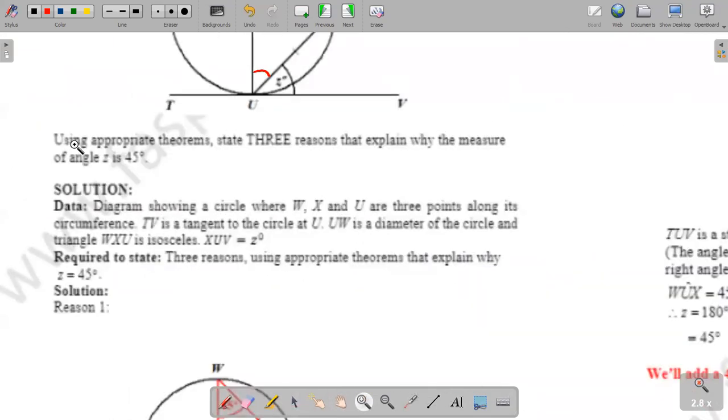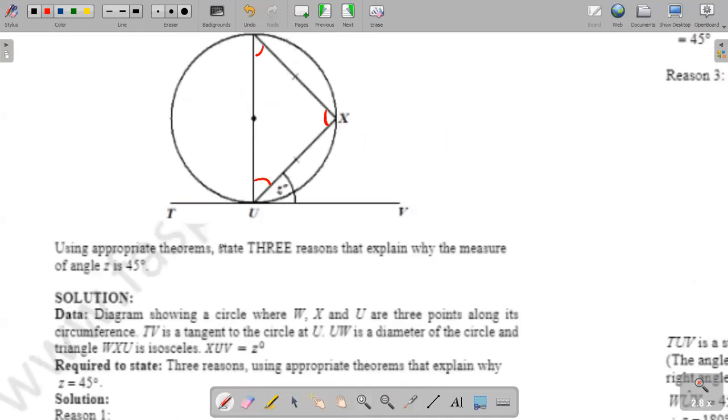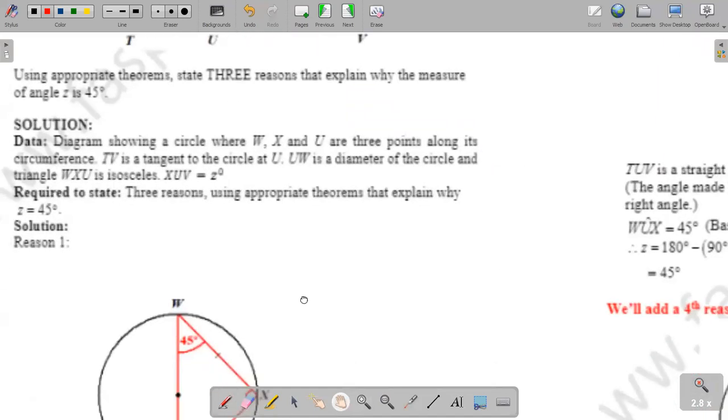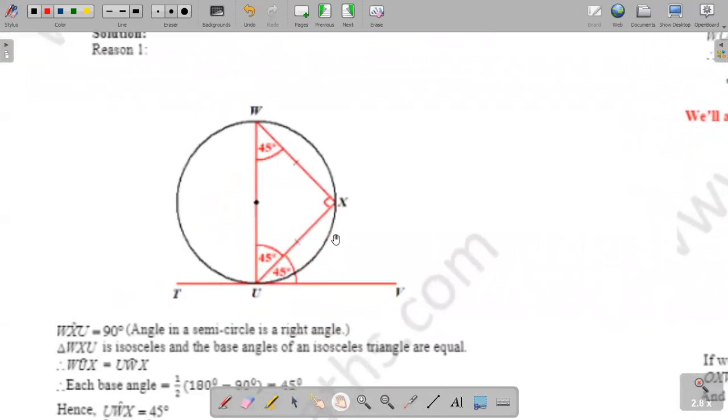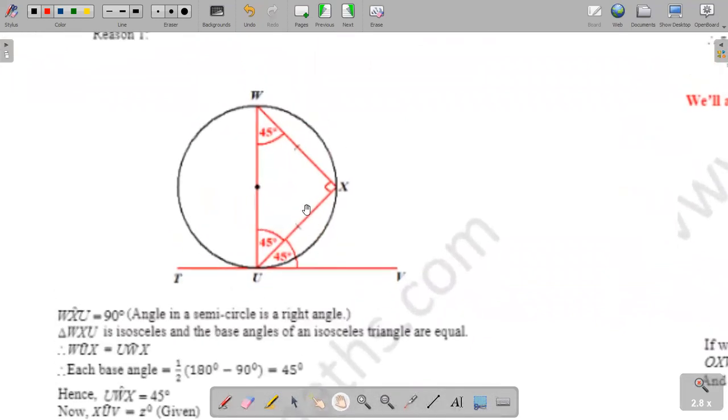So it says, use an appropriate theorem, state 3 reasons that explain why the measure of angle Z is 45. So this is the first time they ever did this. They gave you the answer. They say in here it is 45. Give 3 different reasons why it's 45. So let's look at this together. We're going to go through the notes. So the first one we're going to use is, we know that up here was 90 degrees. Everybody remember that? Angles in a semicircle is a right angle. So they know that here's 90.